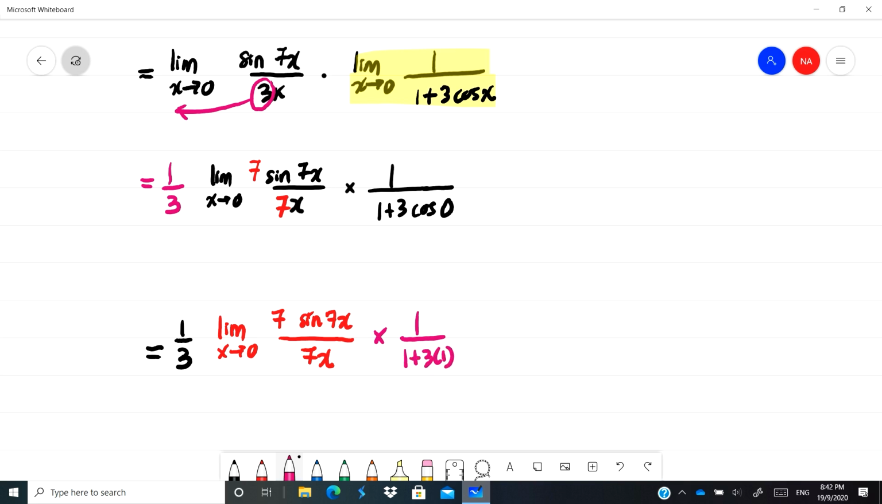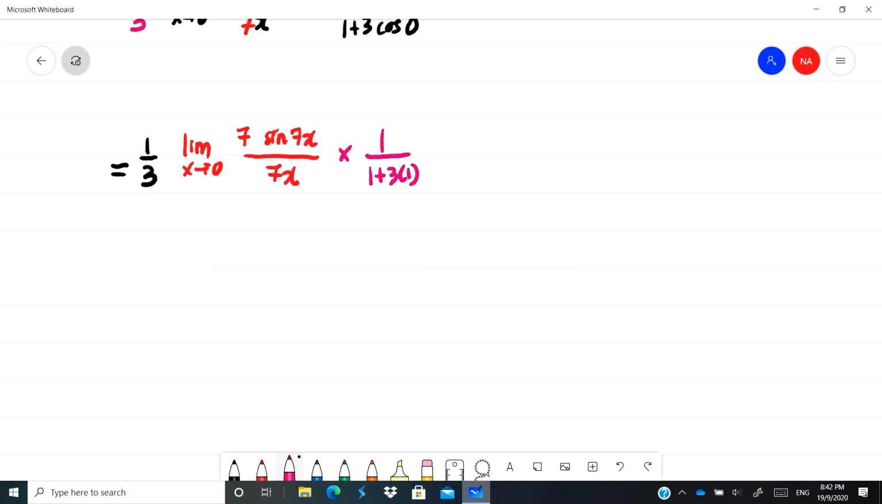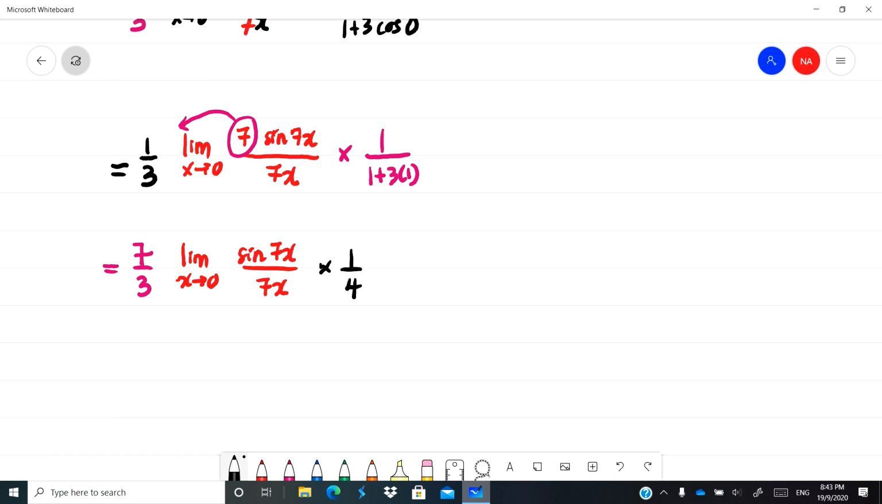That is 1 over 4. So in the next step we take out this 7, so it will be 7 over 3 actually. So 7 over 3 times the limit of x approaching 0 of sine 7x over 7x. And then you multiply with that one, whose value is 1 over 4. This part will be 1. So 7 over 3 multiplied by 1 multiplied by 1 over 4. When you calculate, your final answer is 7 over 12.